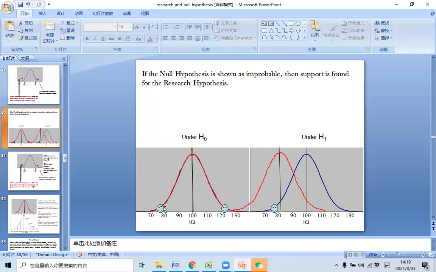This is why the normal distribution is so important. On the normal curve, extreme scores have a lower probability. And if the null hypothesis doesn't look really good, we find support for the research hypothesis or the alternative hypothesis.